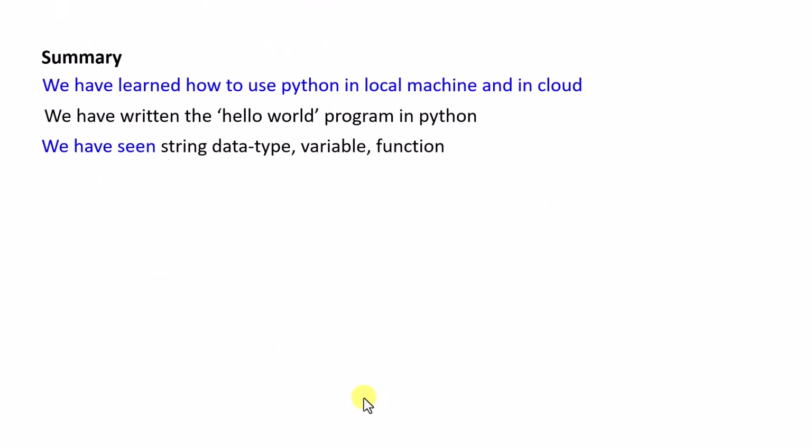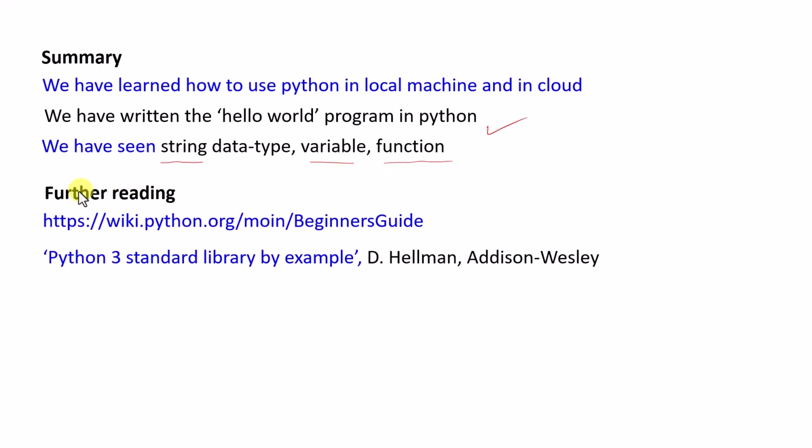Now to summarize this session, we have learned how to use Python in local machine as well as in cloud. We have written our first code, that is the hello world code in Python. We now have some familiarity with Python string data type, variable, function, and keywords. Large number of Python books and web resources are available. You may visit this Python wiki and read some books such as Python 3 Standard Library by Hellman.